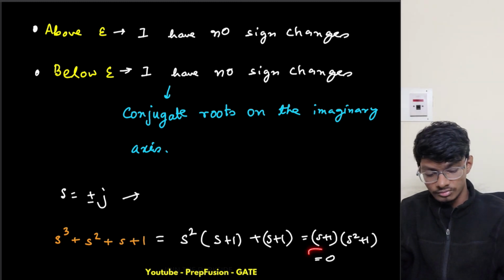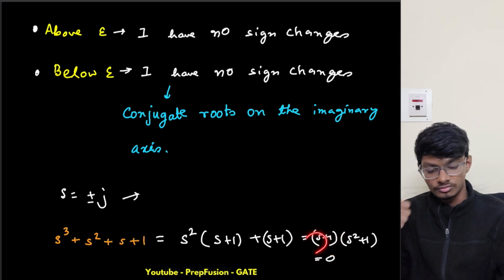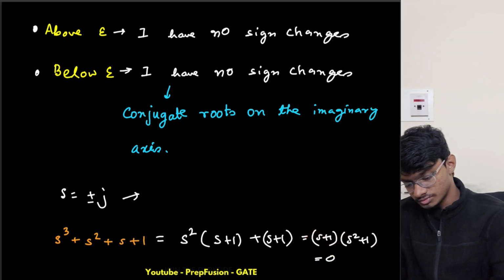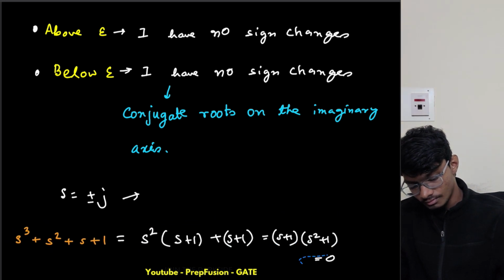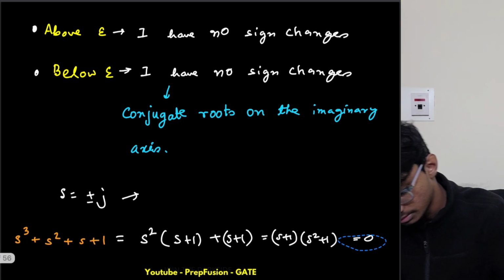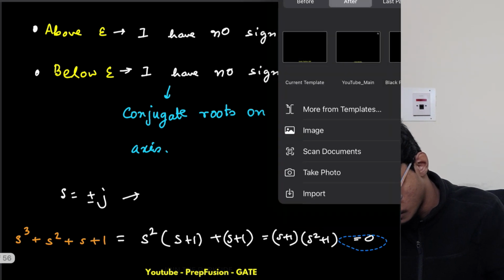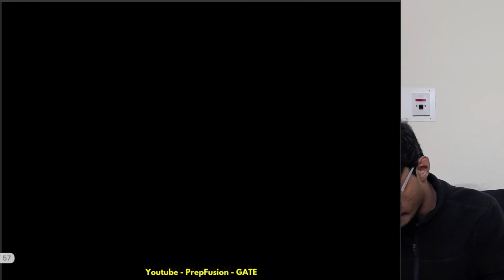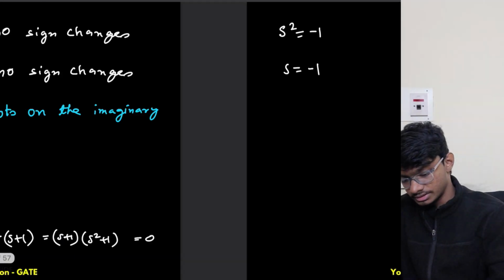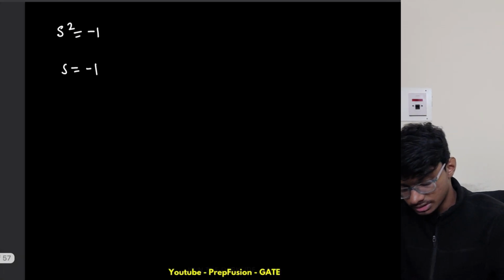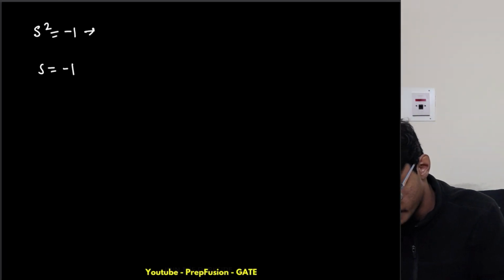So my factors will be, one is s square plus 1 equals 0, and another is s plus 1 equals 0. So from this I can understand that I have two factors, s square equals minus 1 and s equals minus 1. So what solution is this giving? This is giving me plus minus j, and this is giving me minus 1.